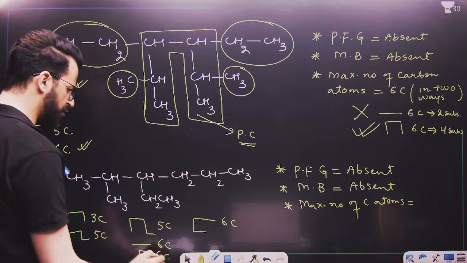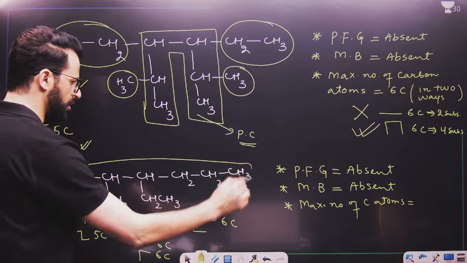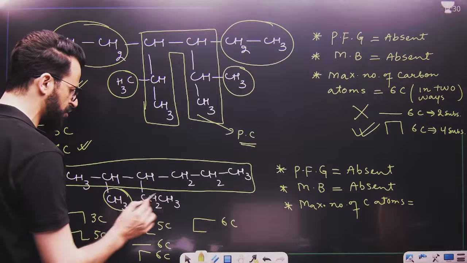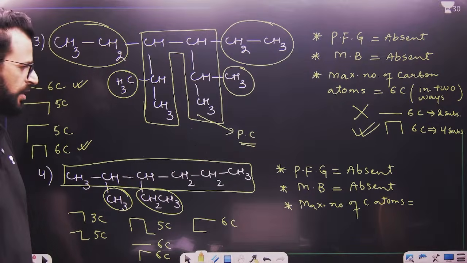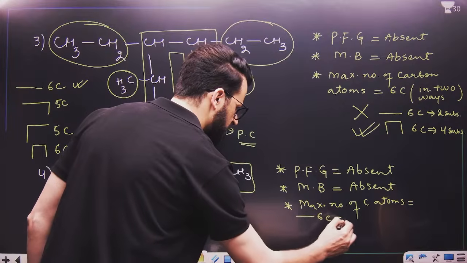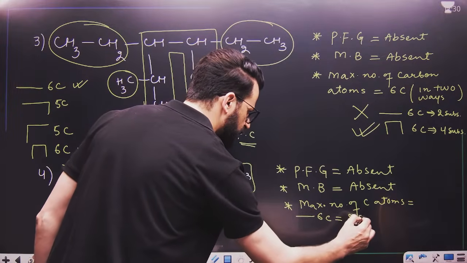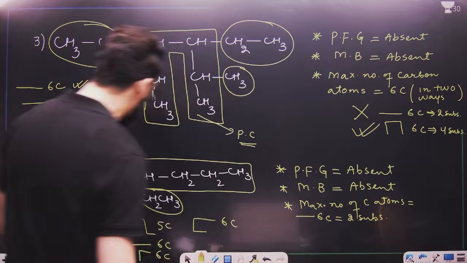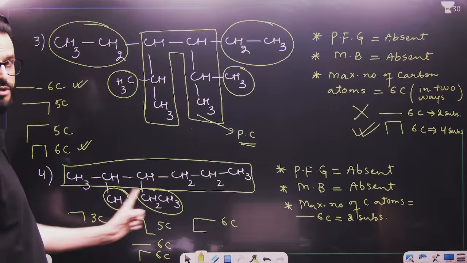If this is the parent chain, this is the substituent, this is the substituent. Now have a look. If this is the parent chain, 6 carbons, the number of substituents at that time is 2. 2 substituents are there.